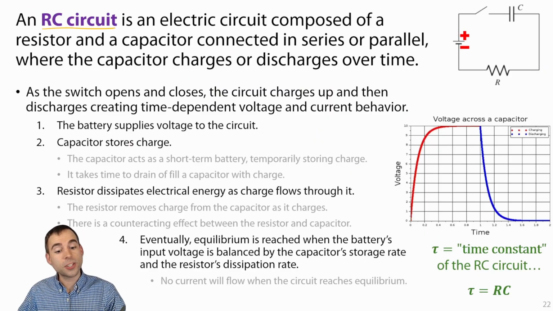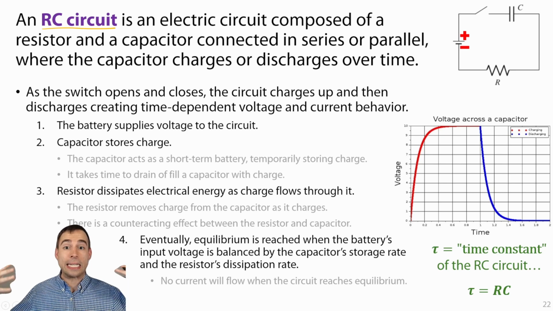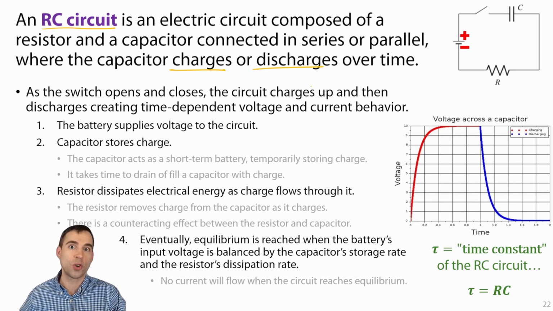An RC circuit is a special type of circuit that has a resistor and a capacitor in series or parallel with each other. And essentially, this is a very special type of circuit because this circuit will charge and discharge over time. If you think about it, first we'll have this switch, a capacitor, and a resistor up in the top right, and a battery source that has positive and negative charges localized at its terminals.